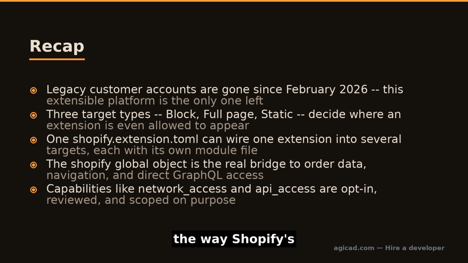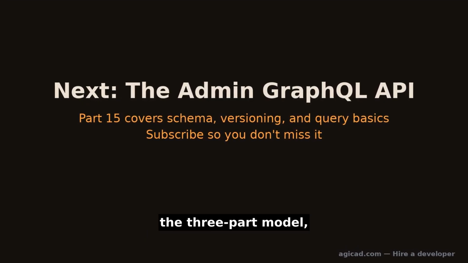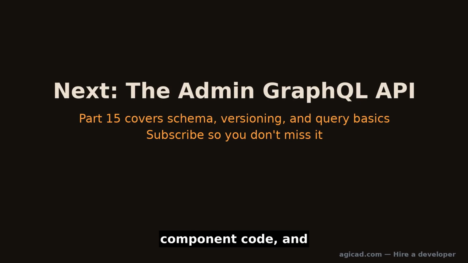That's customer account UI extensions, the 3-part model, the real config file, the real component code, and the real constraints Shopify enforces around a customer's own data. Part 15 moves from the customer-facing side of the platform into the admin GraphQL API itself: schema, versioning, and query basics.